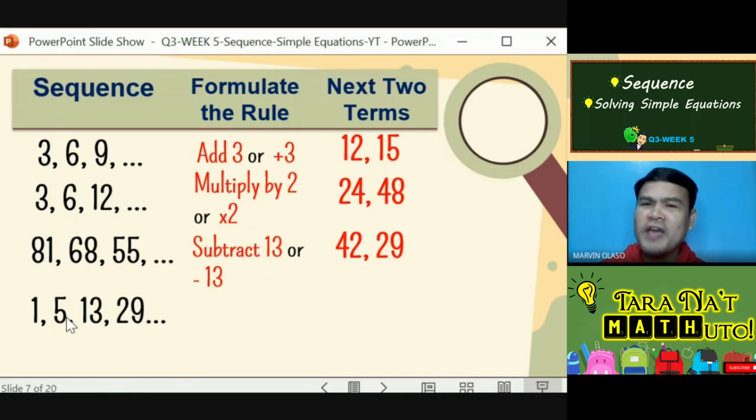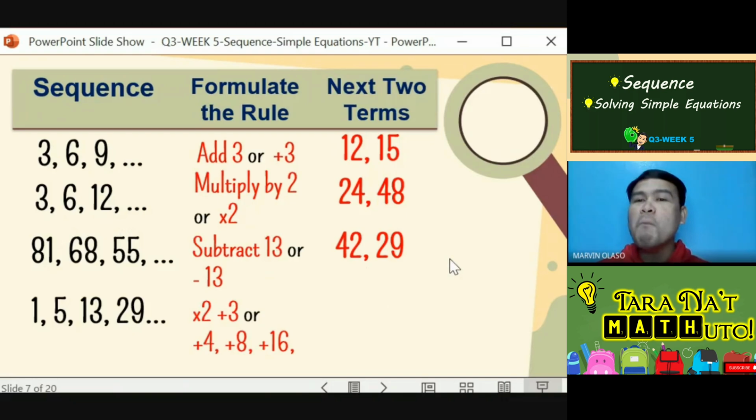1, 5, 13, 29. Yes, we have now multiply by 2 and add by 3, times 2 plus 3. Or pwede rin, 1, nagdagdag ng 4. Ayan, so magkaiba yung rule natin, no? Ayan ang sinasabi ko, pwede yan. Kahit magkaiba ang rule, kung applicable sa lahat ng terms, walang problema. Then the next, 5 plus 8, we have 13. Then 13 plus 16, we have 29.